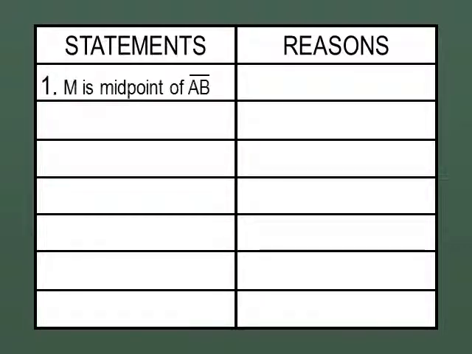Okay, so we're going to say that M is the midpoint of AB, and that's going to be our given. In a proof, you're always given a statement to start with, and then you're given a statement to prove. We're going to try to prove that AM equals half of AB. So we're proving the midpoint theorem.